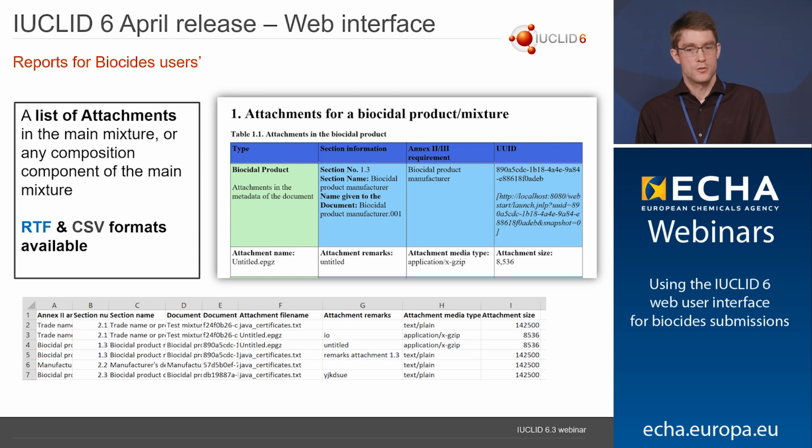The information not only contains the attachment name, the remarks in the attachment, the media type of the attachment, but also includes contextual information about where this attachment is found in your Euclid dossier. So for instance, if it's contained in a particular endpoint, which section this is, as well as giving you the document UUID.